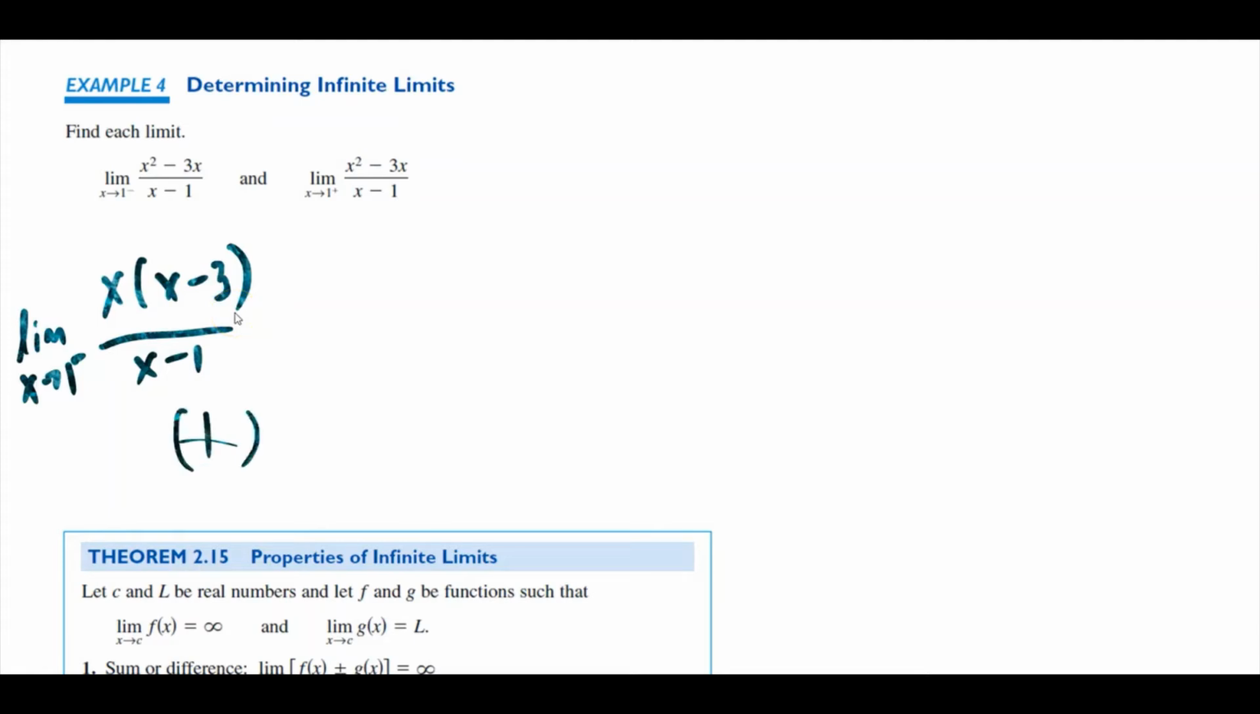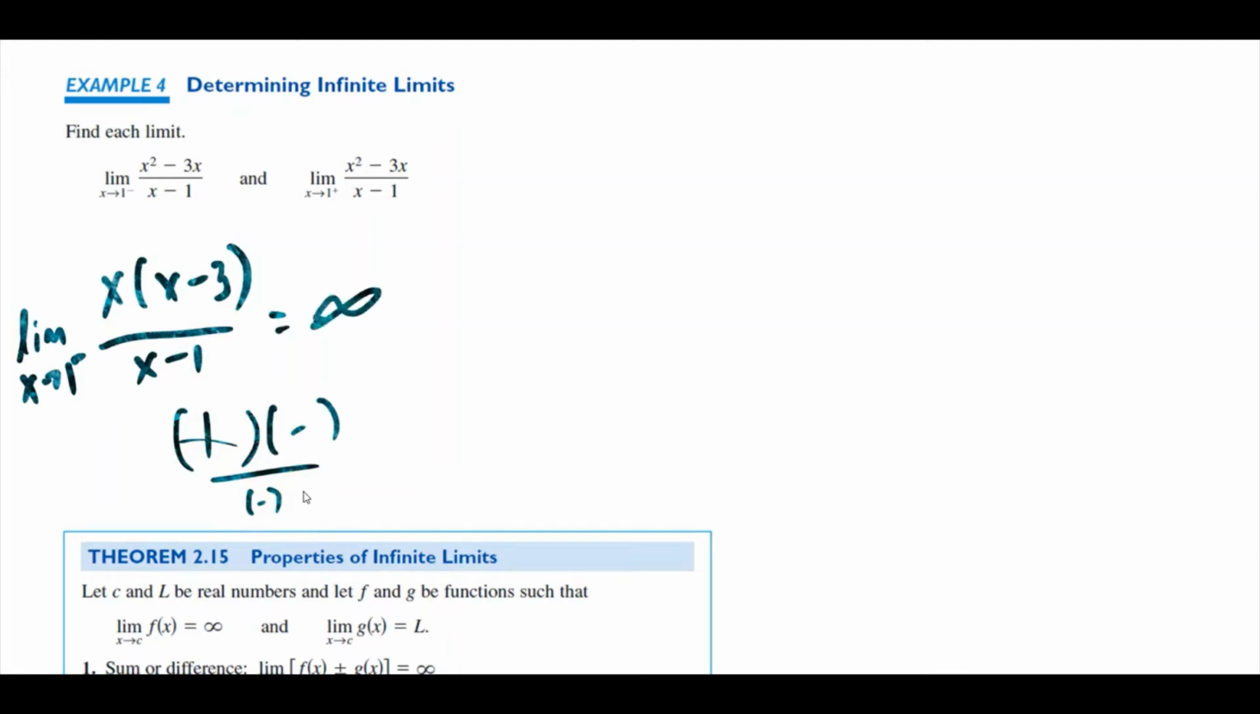Positive times negative divided by a very small negative. And so our signs, what happens here? Well, we have positive times negative, which is negative, divided by a negative, which is positive. So this is going up to positive infinity.